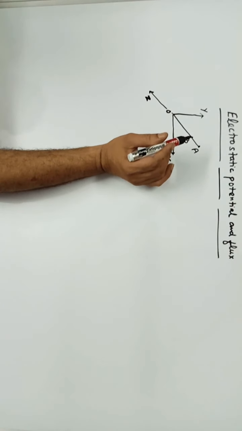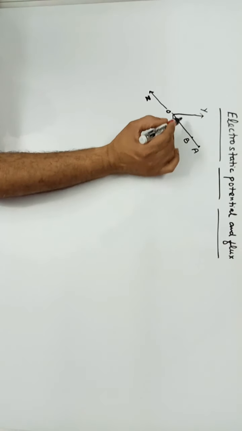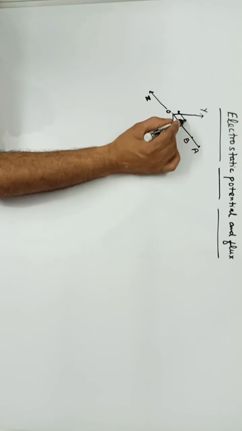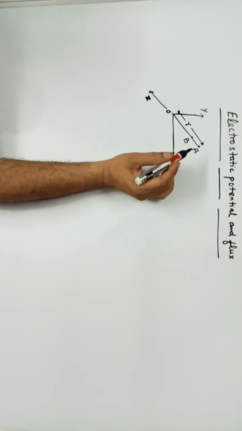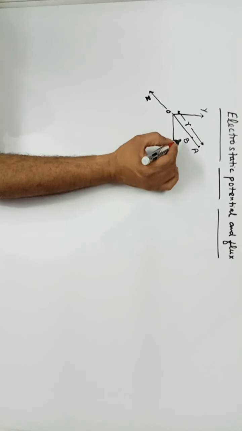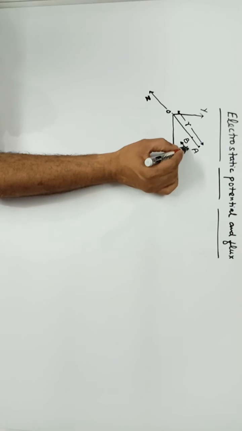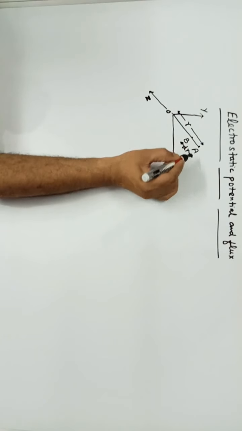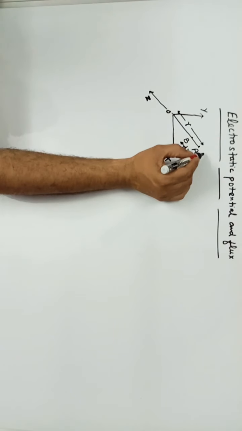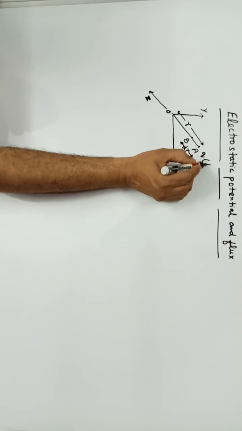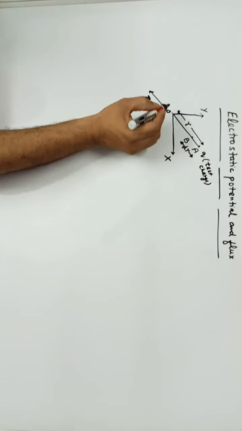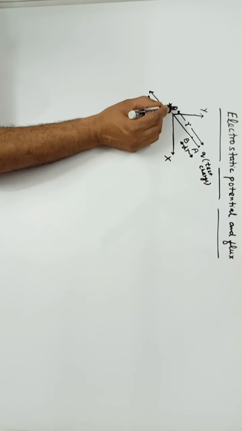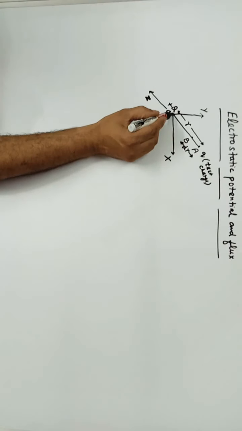The distance between A and O is r. And the distance between A and B is dr, a small distance. A test charge q is placed at the point A. This is the test charge. And the charge plus Q is placed at the origin O.